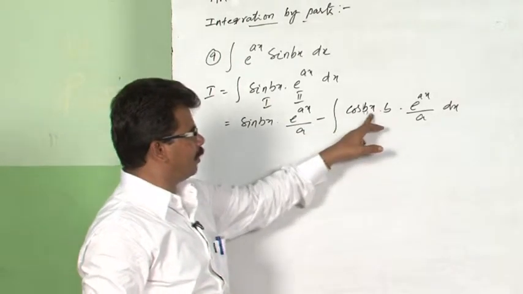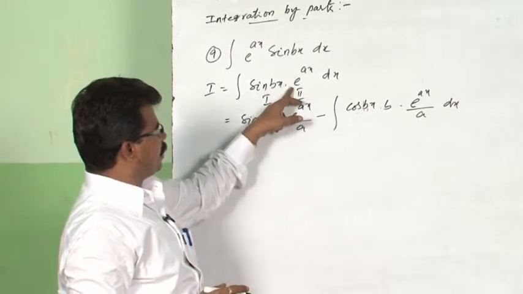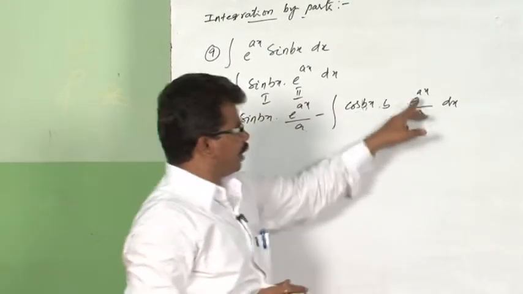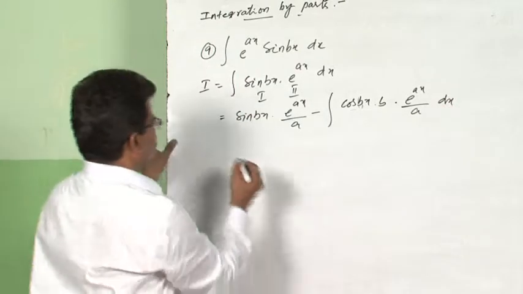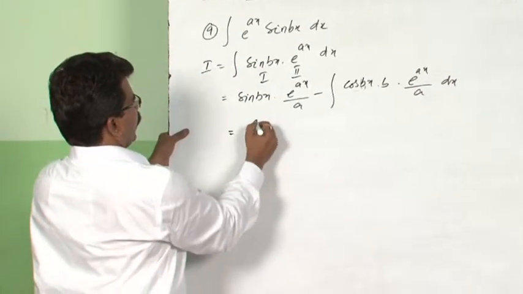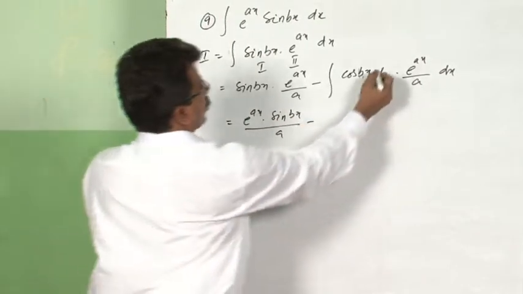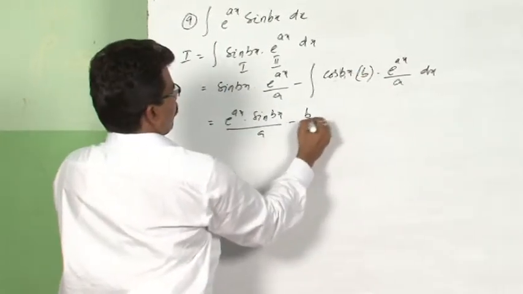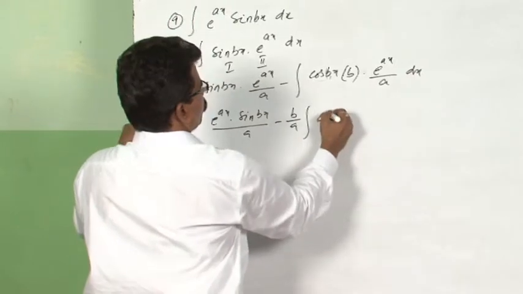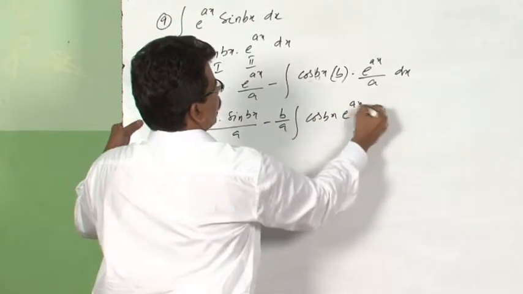When you have the derivative, it will become into b. When it is the integration of e power ax, you get e power ax by a dx. Now, if you simplify, that is equal to e power ax sin bx whole divided by a, minus b by a integral cos bx e power ax dx.